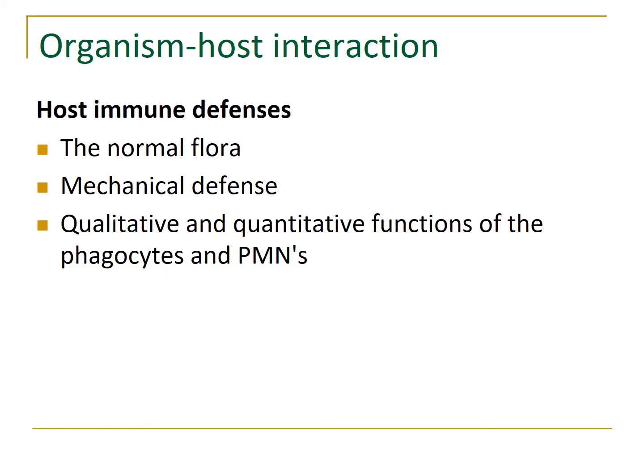So if organisms have virulence factors, we have our immune defenses. So what are they? The normal flora of the nasopharynx and oropharynx help protect us by preventing colonization by pathogenic organisms. The normal flora can prevent proliferation and invasion of pathogenic organisms through competition for the same nutrients and the same receptor sites on host cells.